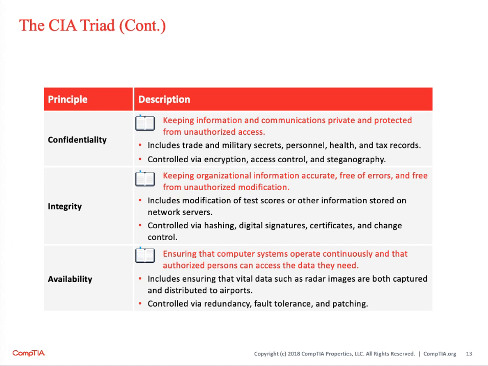confidentiality is going to be the keeping of information and communications private and protected from unauthorized access. So this is going to include military secrets, trade secrets, personal records, health records, tax records, etc. And this is going to be typically controlled via encryption, access control, meaning who has access to what, and steganography, which is a technique that we're going to get into soon, but at the moment just think about it like hiding information within a picture.